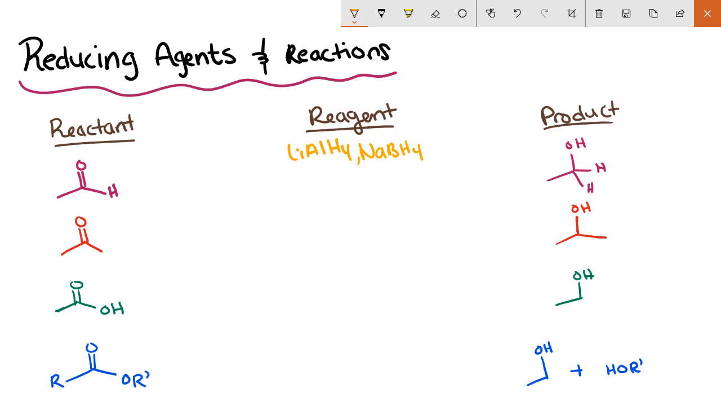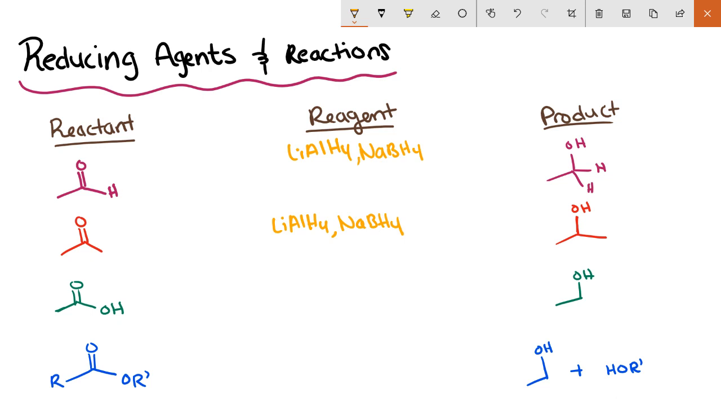The next one, orange, is taking us from a ketone to an alcohol. This time, this is a more substituted alcohol because of our two R groups on the ketone. So in this case, we could treat this just like we did the above reaction, and this reaction can proceed using either LiAlH4 or NaBH4.